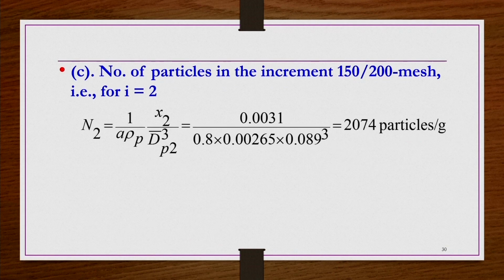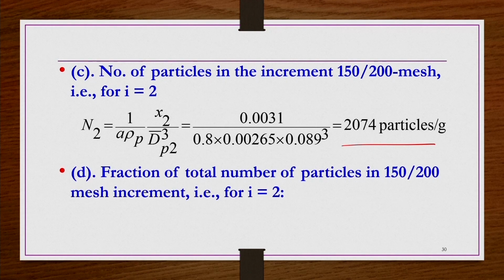The number of particles in increment 150 by 20 mesh is 1 by A rho_p times x_2 by d_p2 bar cube, because 150 by 20 increment is nothing but i equals 2. So n_2 is equal to 1 by A rho_p x_2 by d_p2 bar cube. When you substitute these things, you get 2074 particles per gram. So, in the pan we have this many particles.